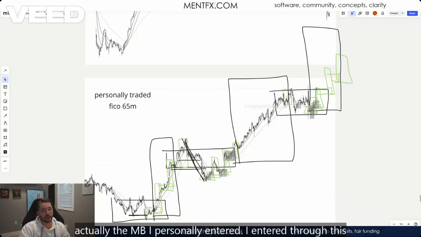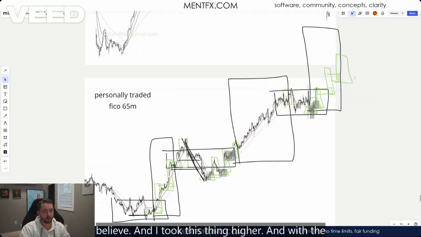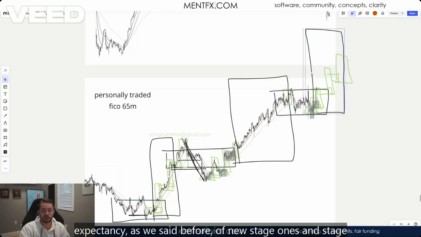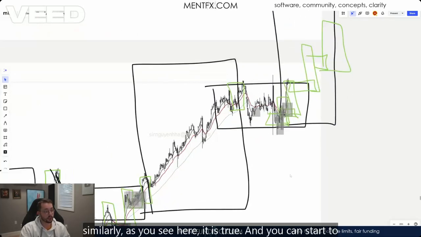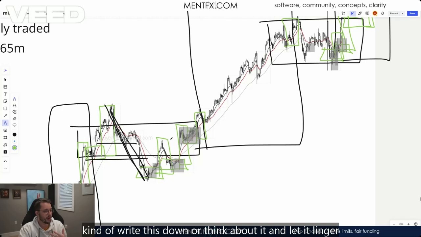Okay, so this was actually the MB I personally entered. I entered through this high. I threw my stop somewhere like under this low, I believe, and I took this thing higher. And with the expectancy, as we said before, of new stage ones and stage twos continuing and new green ones continuing. And similarly, as you see here, it is true, and you can start to write this down or think about it and let it linger in your head.